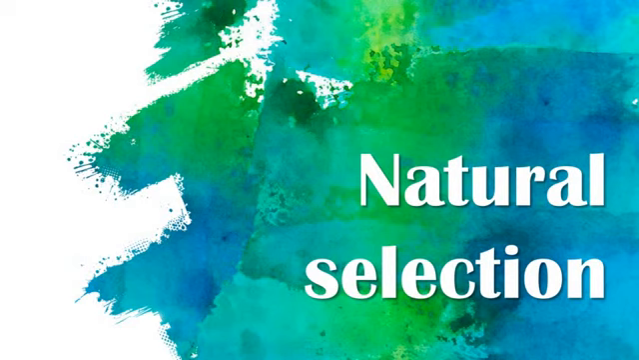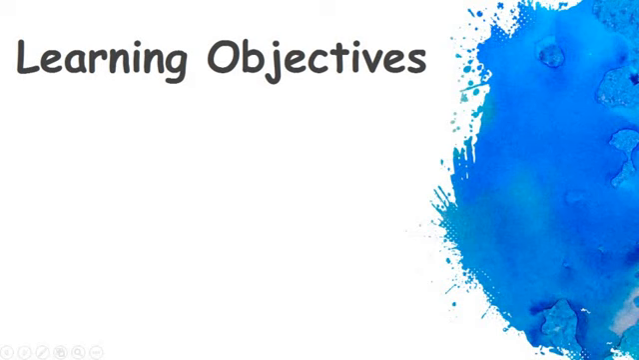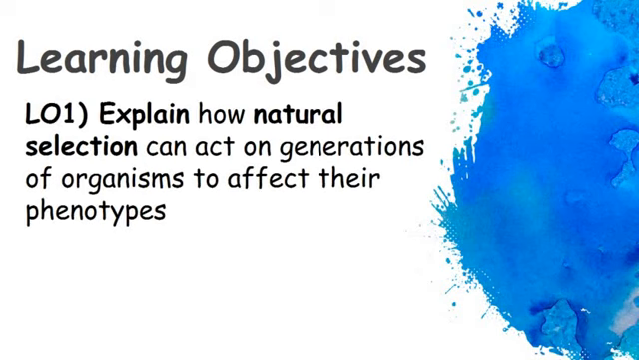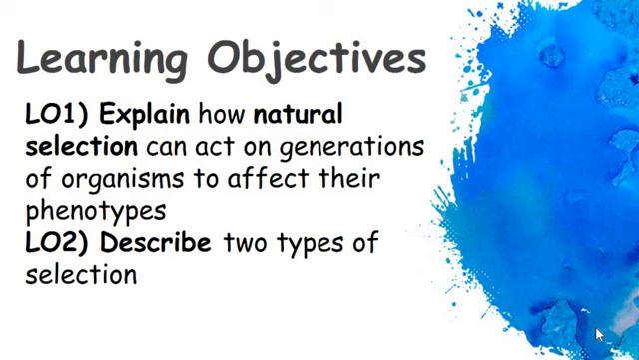Hello everyone, today we're going to look at natural selection. Your learning objectives for today are to explain how natural selection can act on generations of organisms to affect their phenotypes and to describe the two types of selection. There's actually at least three types, however you only need to worry about two for your specification.